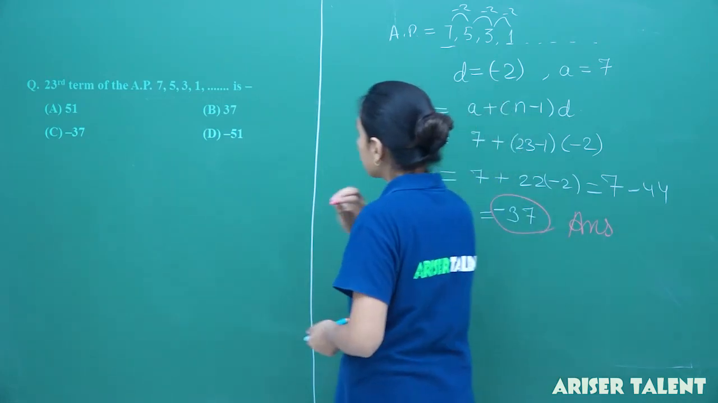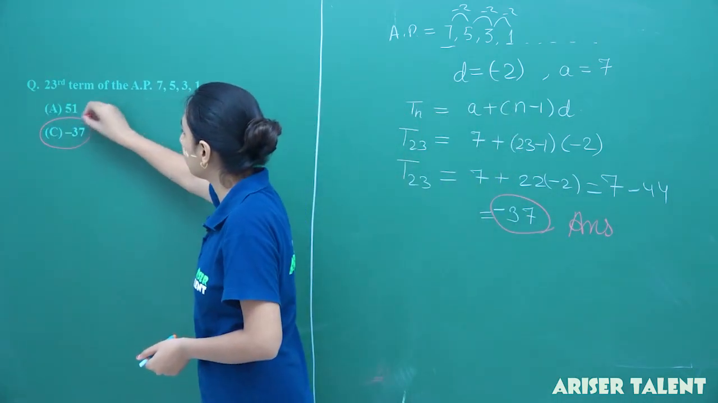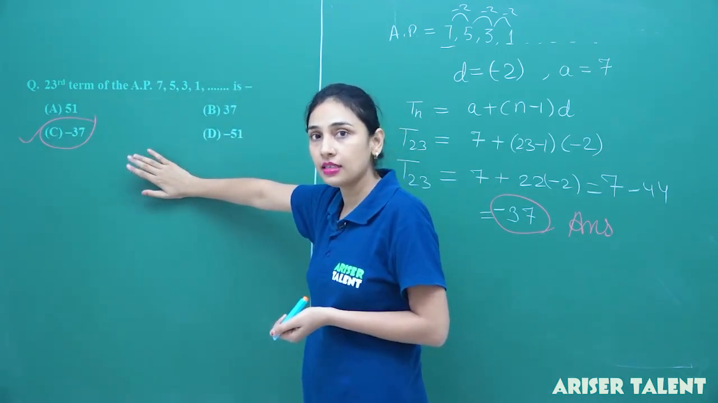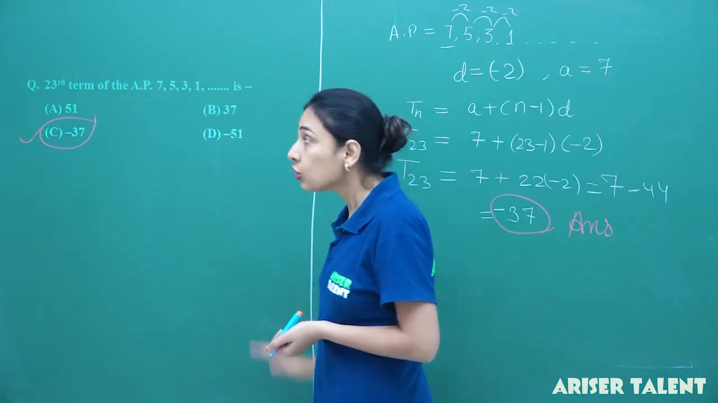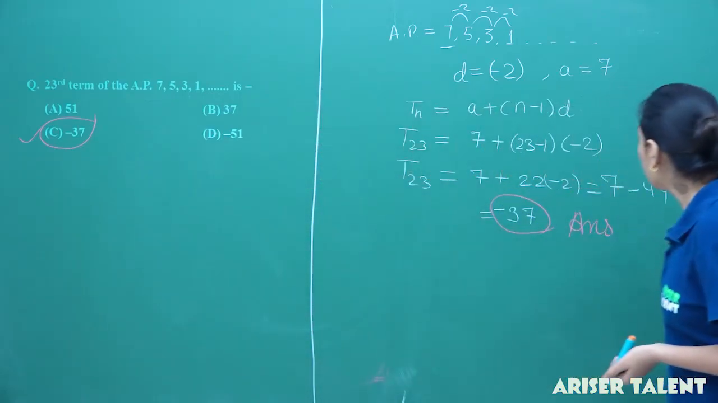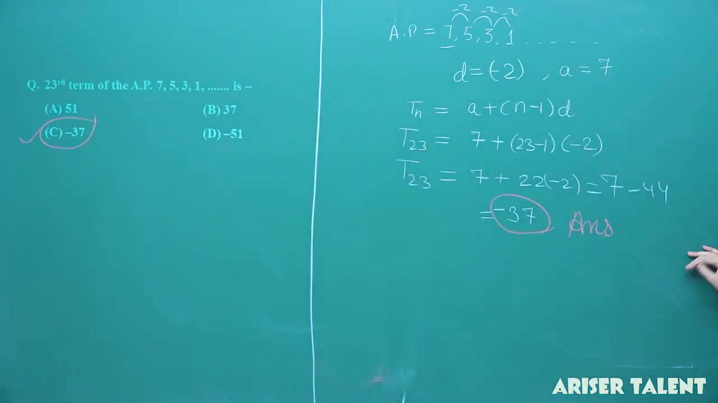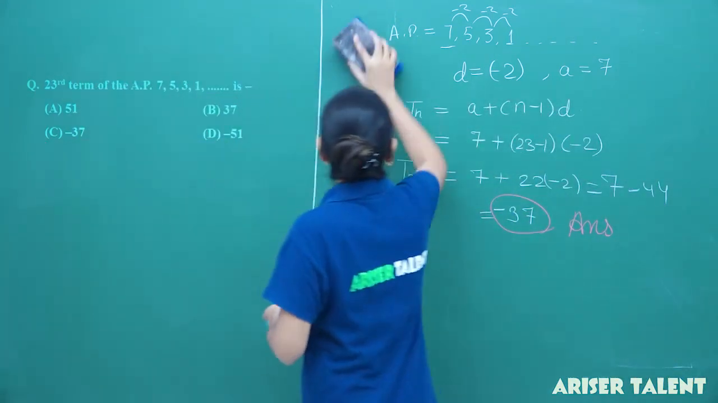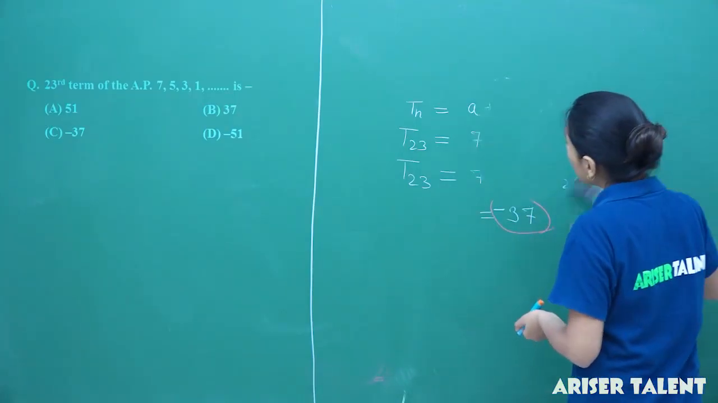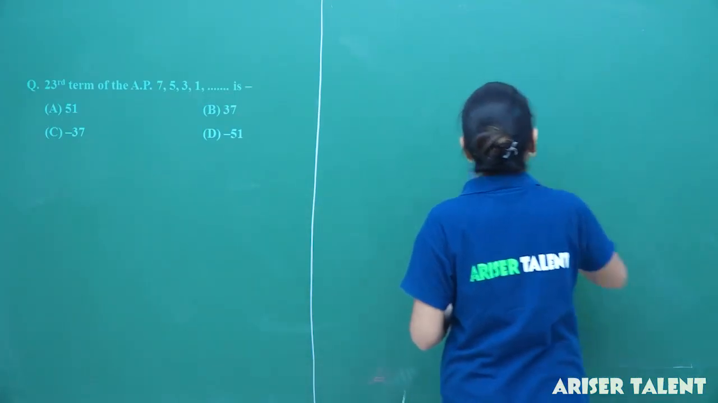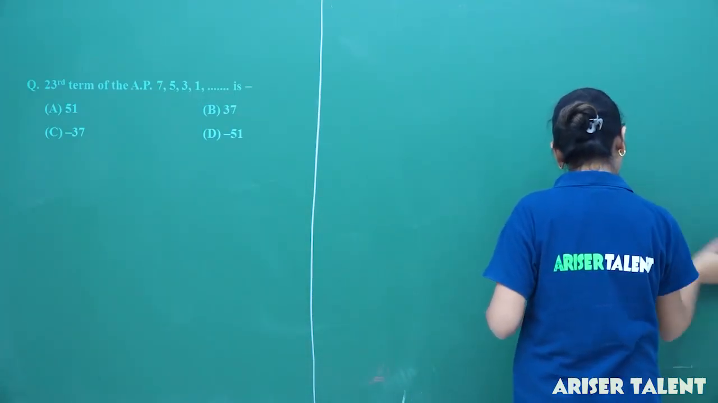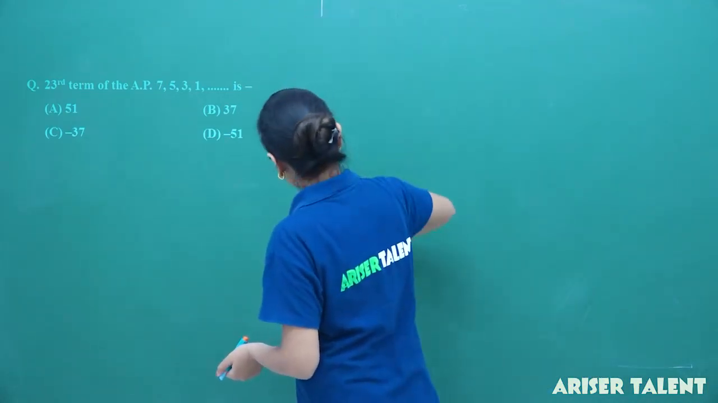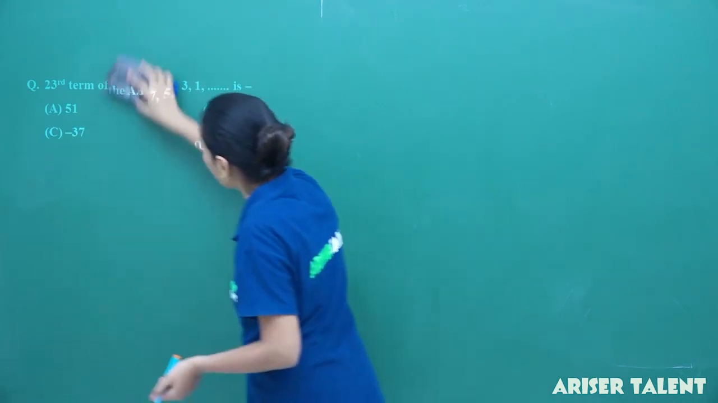So, is this option given? Yes, it's given here. So, our option is option C, which is our answer, that is minus 37. Okay. Note it, students, so that we can move further. These questions do not take that much time. These are not that time-consuming questions, students. Okay, these are for your competitive exams.